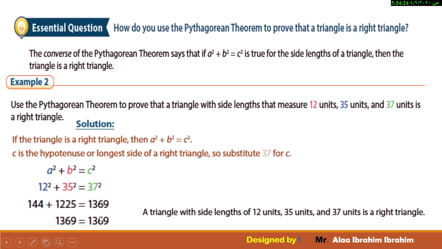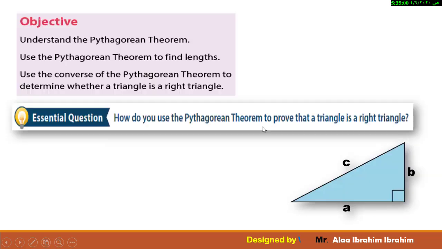If we have equality in the result, the triangle with sides 12, 35, 37 units is a right angle triangle. Sometimes I told you we have to prove or check whether it is a right angle triangle or not. So you take the two smallest sides, make them power 2, and take the longest side, meaning 37, make it power 2. If they have the same result, the triangle is a right angle triangle. You have to know your rule: a power 2 plus b power 2 equals c power 2.